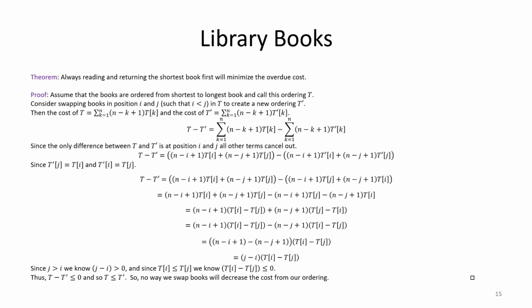So what does this tell us? It tells us our cost is less than or equal to the cost of any other one we do after we make a swap. So no way we swap the books will decrease the cost of our ordering. Does that mean it's the unique only one? No, remember, in case of ties, we might have different ways to read the books, but it does mean that ours is guaranteed to give us the optimal solution, or the minimum overdue cost, every time, which is great.